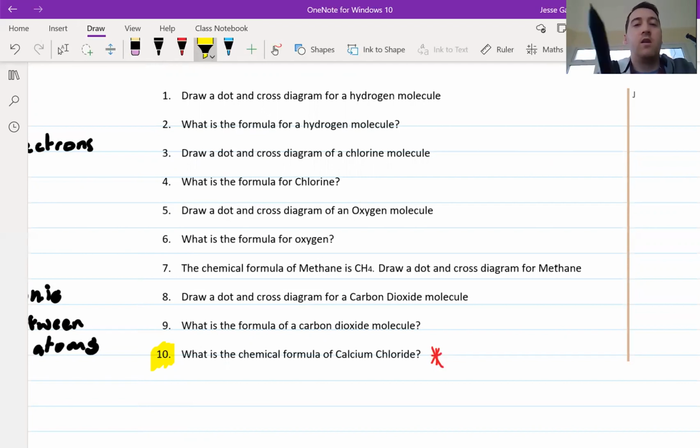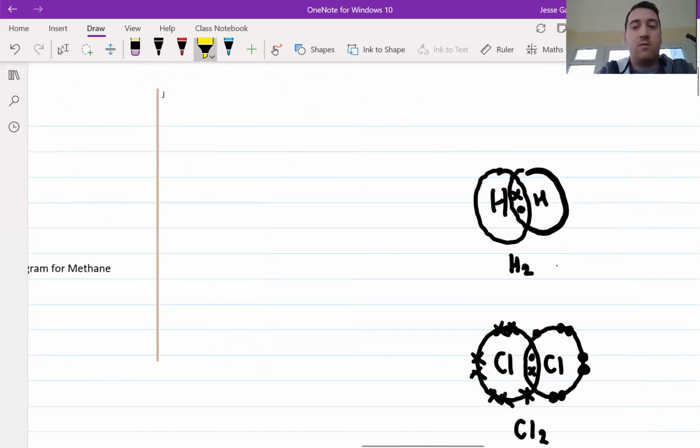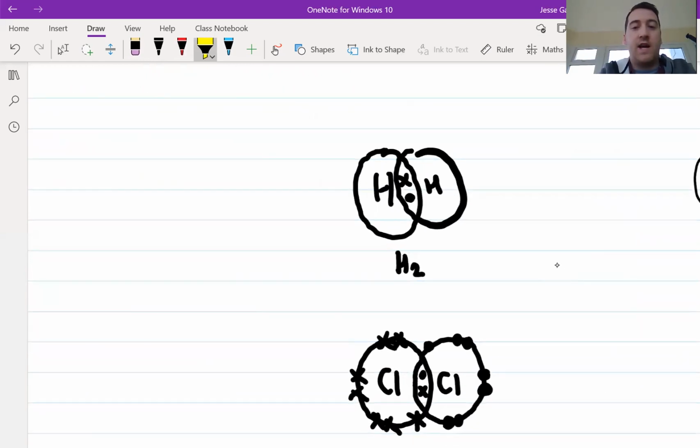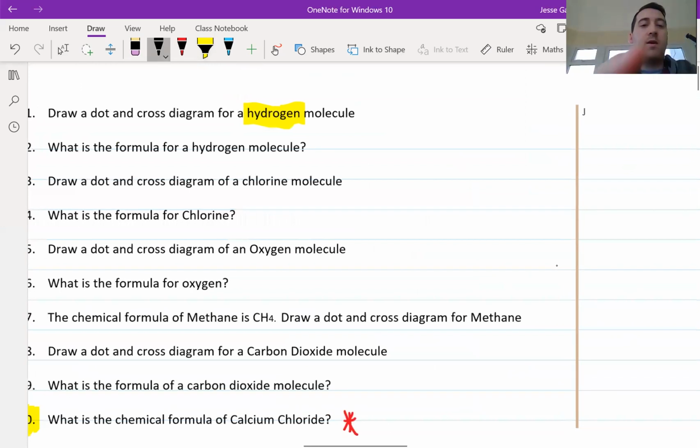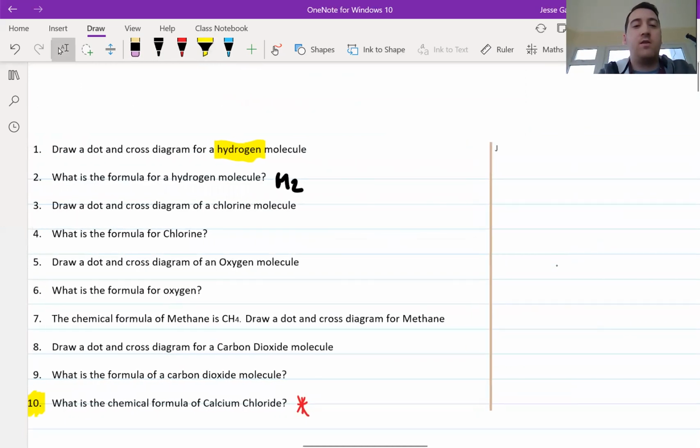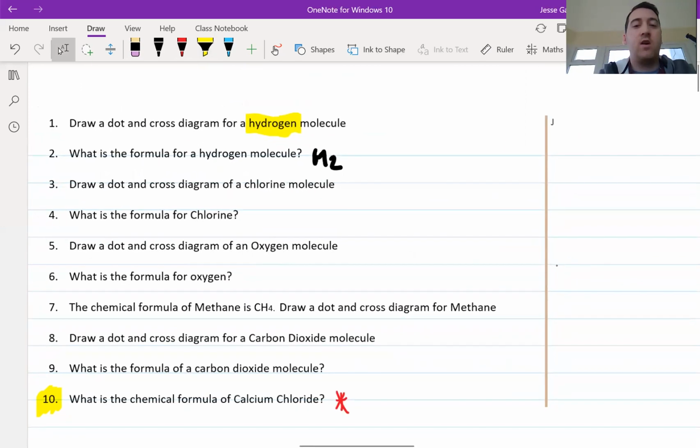Hopefully you found them okay. Draw a dot and cross diagram for a hydrogen molecule. Well, a hydrogen molecule just has hydrogen. So that would be this: 2 hydrogen atoms, and they're sharing their pair of electrons. And the formula, question 2, is H2. So well done if you got that right. The formula here, as you saw, is H2, and it's drawn as 2 hydrogen atoms sharing 1 pair of electrons.